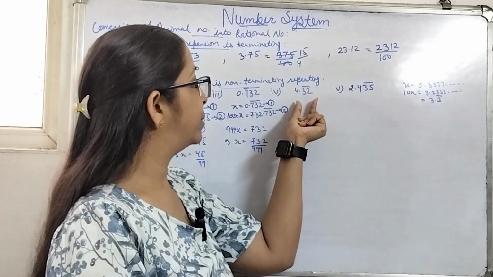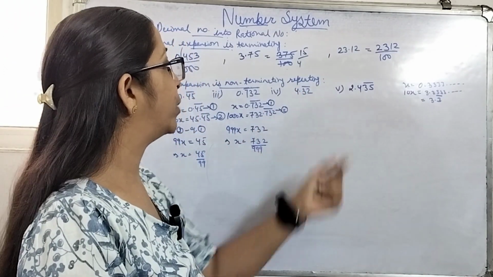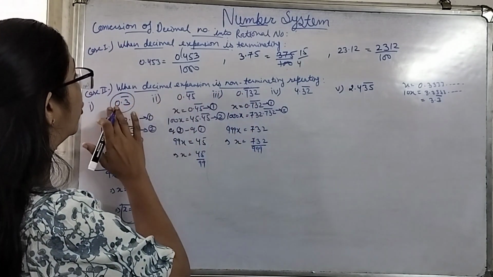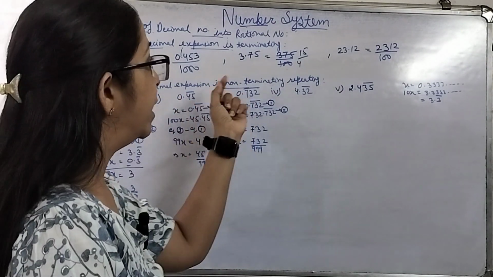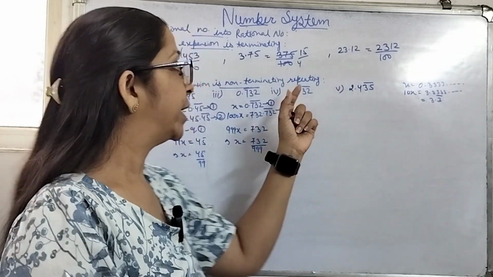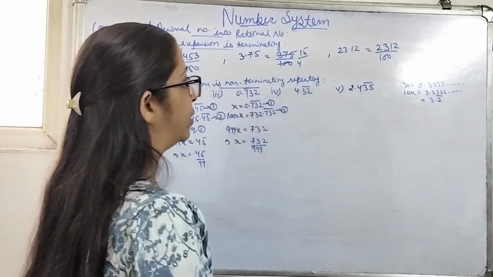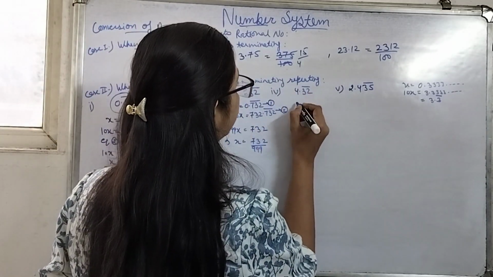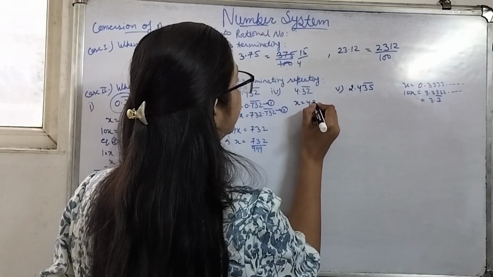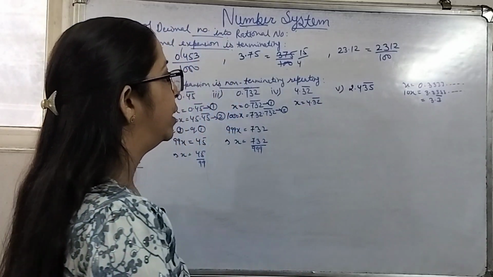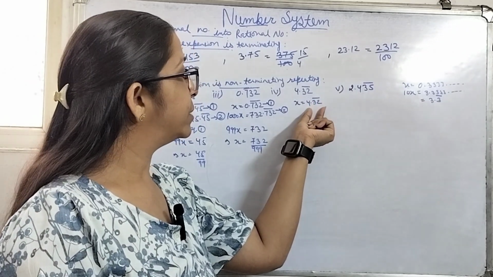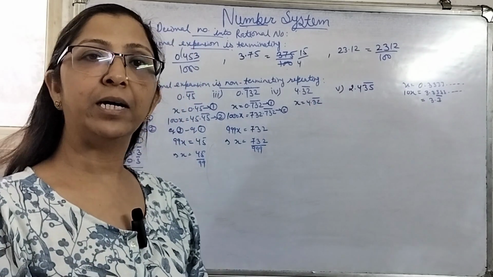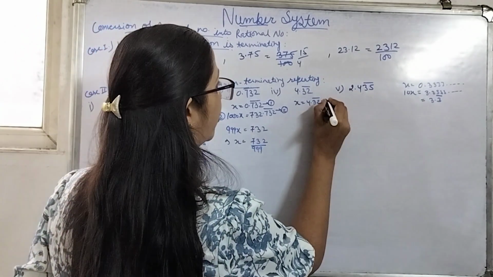Now if the number is 4.32 bar, over here initially your whole part was 0. In all the three cases your whole part was 0. Now the whole part is 4. If this is the case, again we will follow the same procedure. First of all, we take x is equivalent to 4.32 bar. Now see over here, again two numbers are repeating. So because two numbers are repeating, we will multiply this by 100. This is your equation number 1.